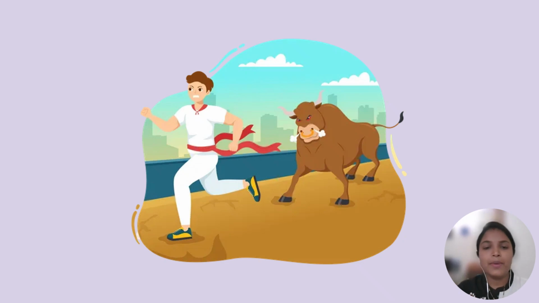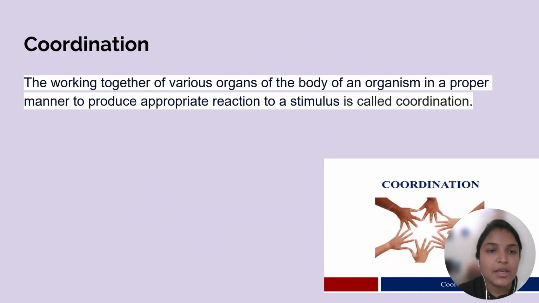All right, different parts of our body, different organs of our body are involved in a sequential manner to bring about a word called coordination, right? So the different organs are interconnected, these activities are interconnected, and this interlinkage of the activities gives us the coordination. All right, so coordination is the working together of the various organs of the body of an organism in a proper manner to produce appropriate reaction to any stimuli.